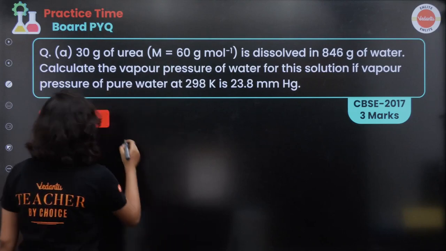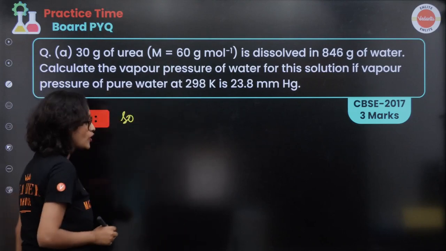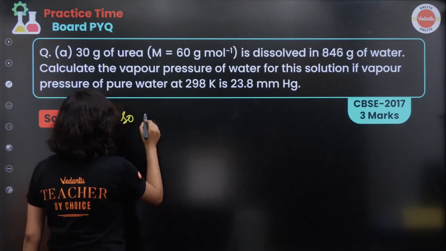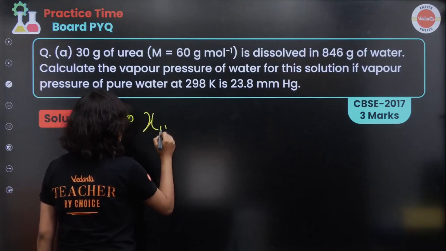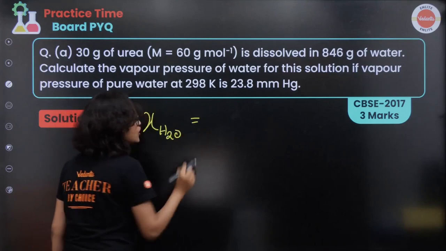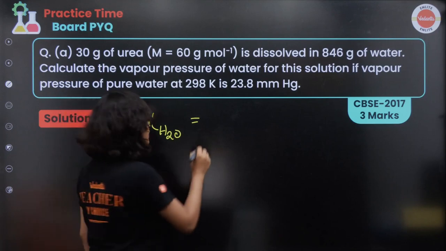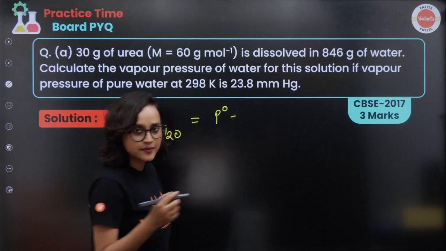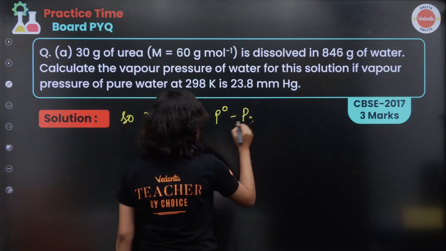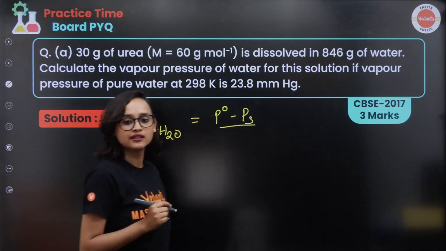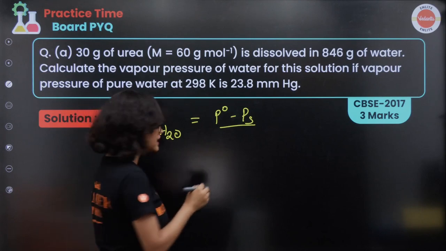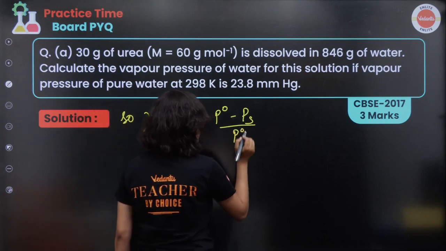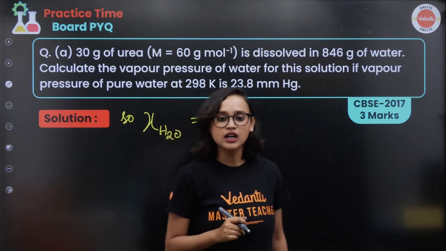Now, what do we know? We know that the mole fraction of H2O will be equal to P0 minus PS, divided by P0, correct? You know this, isn't it?